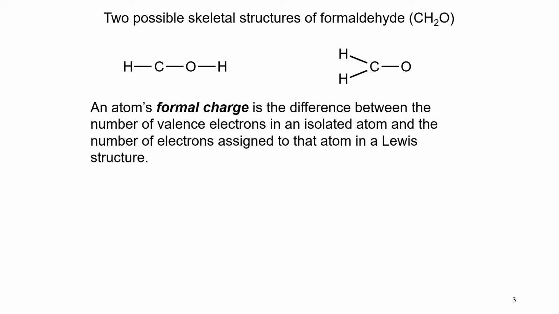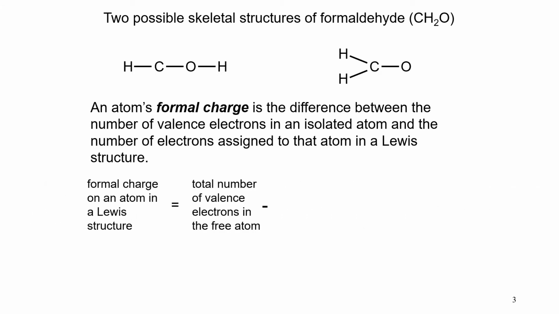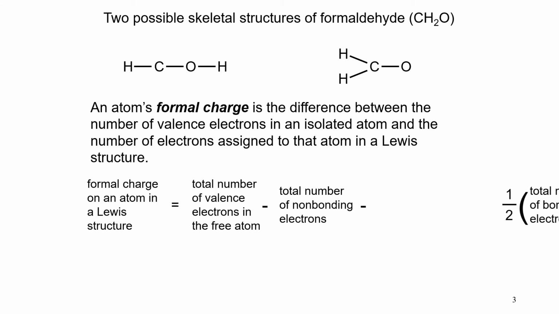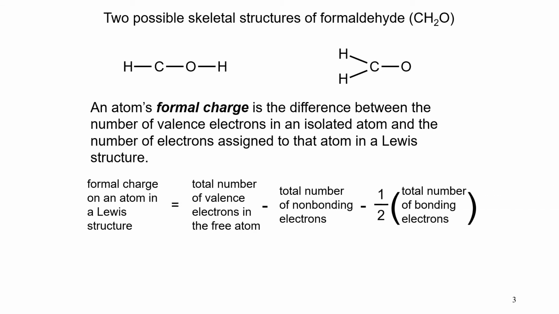So how do we calculate formal charge? The formal charge on an atom in a Lewis structure is equal to the number of valence electrons in the free atom, minus the total number of non-bonding electrons on that atom. So these would be lone pairs, minus 1/2 the total number of bonding electrons.